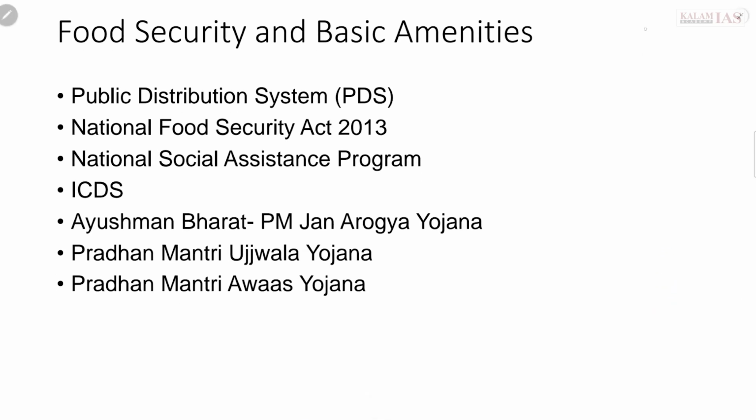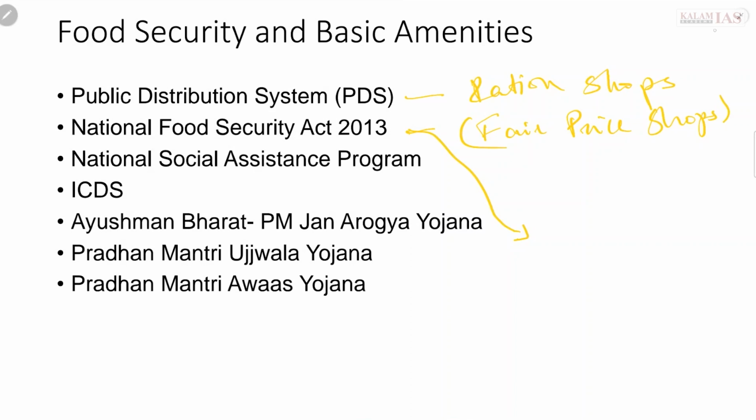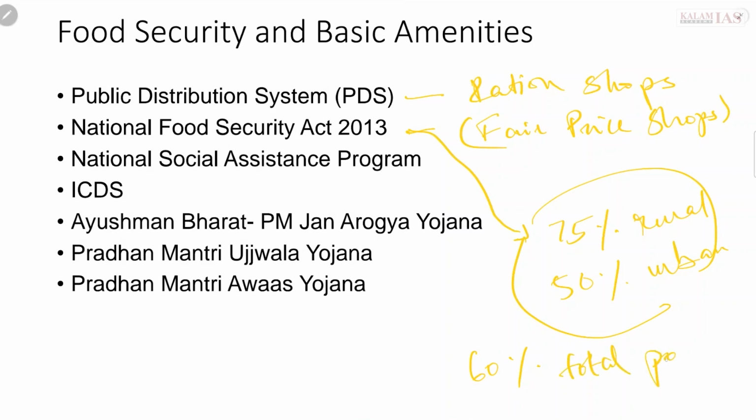First, we have the acts and schemes for food security and basic amenities. The most important food security schemes are the Public Distribution System and the National Food Security Act of 2013. The PDS provides for ration shops, also called fair price shops, for grain distribution. The NFSA covers about 75% of the rural population and 50% of the urban population of India, which is combined into 60% of the total population getting food security cover.